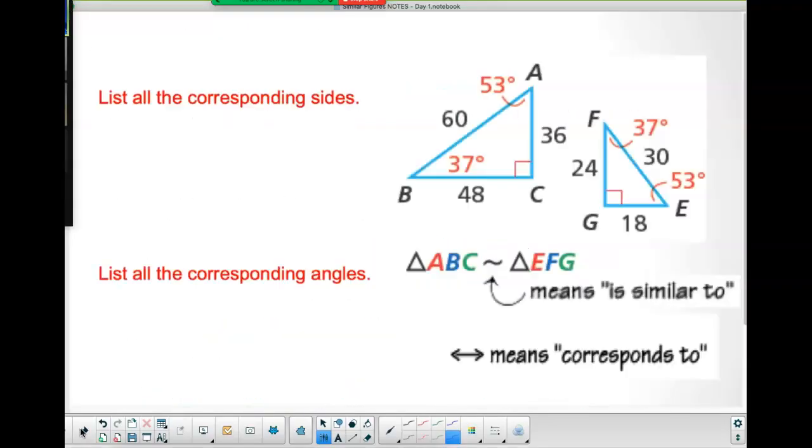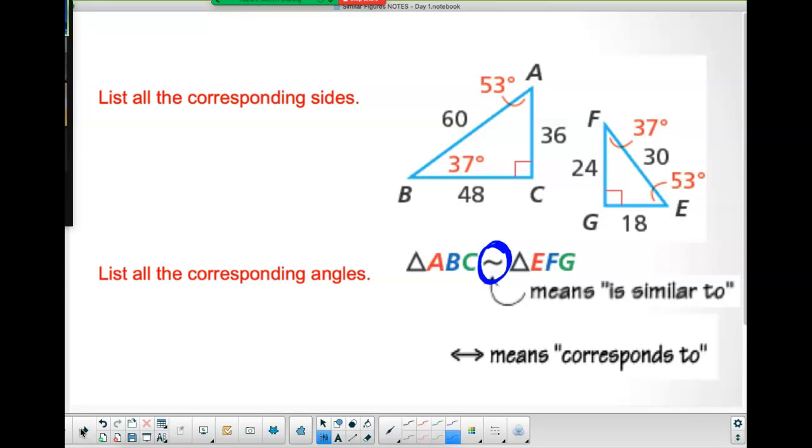Here are two similar figures. These two triangles are similar. I know they're similar because of this symbol right here, that little squiggly line, which means is similar to. So triangle ABC is similar to triangle EFG.